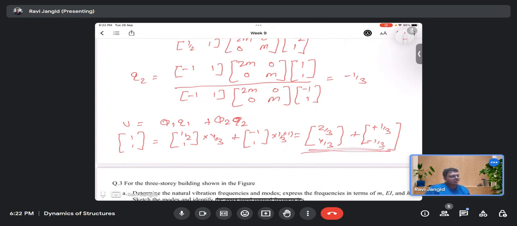Like if you give the initial displacement like that, 1 1, how my structure will deflect in each mode, and at each degree of freedom. So using that you can find out the modal expansion. Okay, so let us move to the next question.